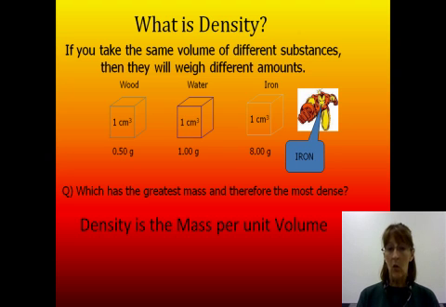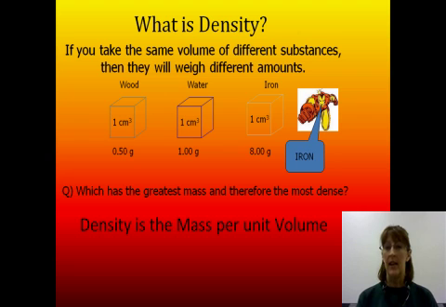Then you look at water. This is when you want to memorize. This is when you have to memorize, children. If you have 1 centimeter cubed of water, it will weigh 1 gram. What's 1 divided by 1? 1 gram per centimeter cubed. Water is the standard. They specifically said, okay, here's the density. This is water. We're going to compare everything to water.